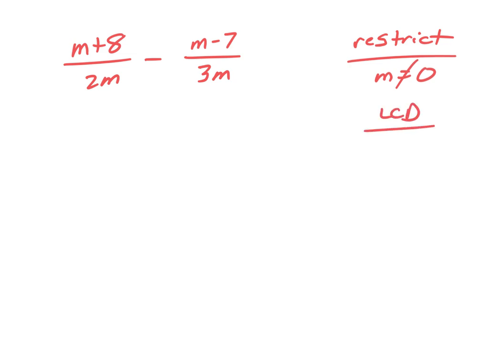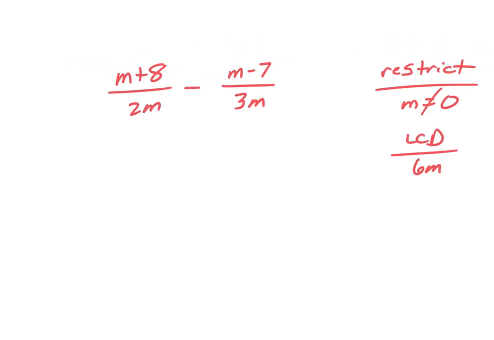On addition and subtraction ones, we always have to have a common denominator. What is the least common denominator? So 2 and 3, this one should be a little bit easier than some. What's the least common denominator of 2 and 3? 6. So my LCD would be 6m.